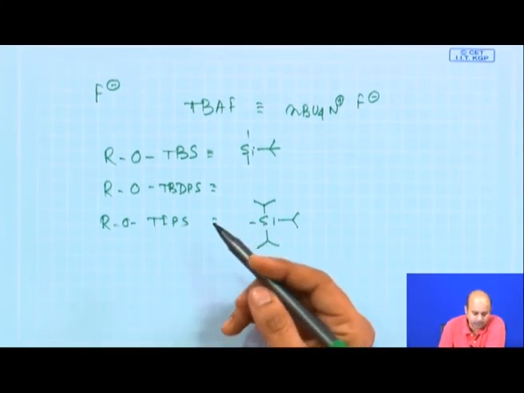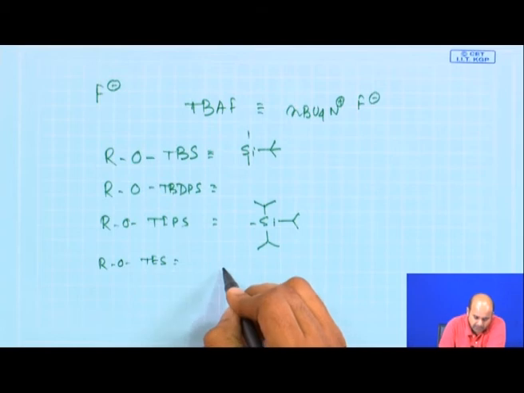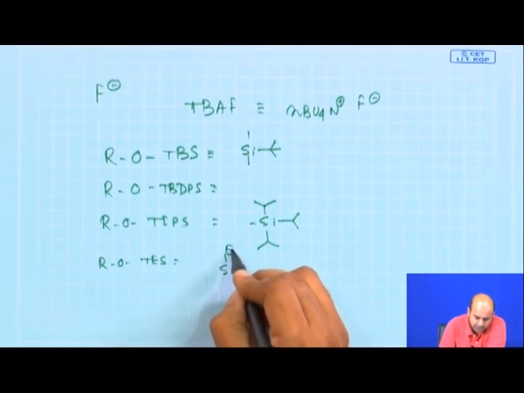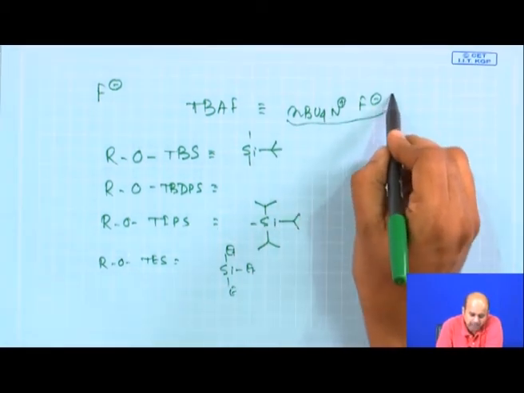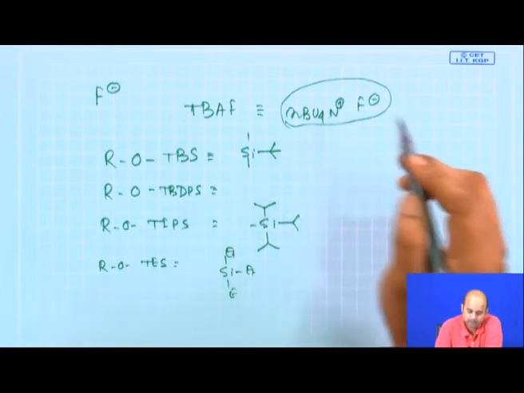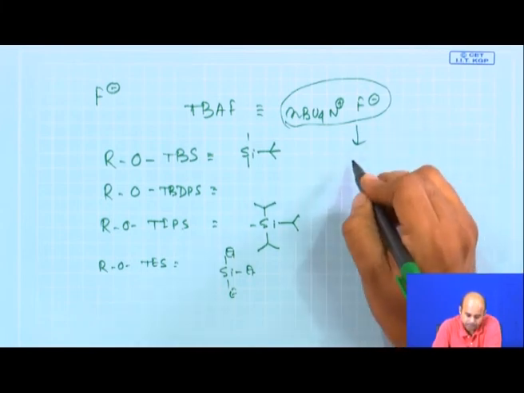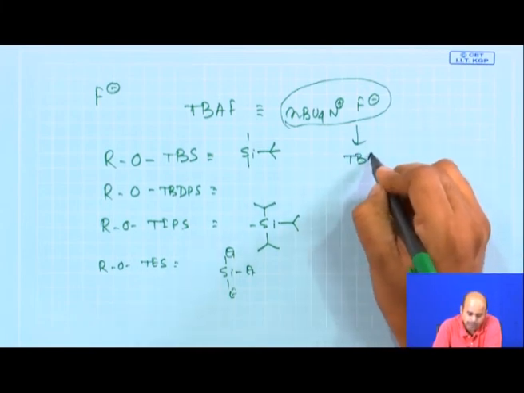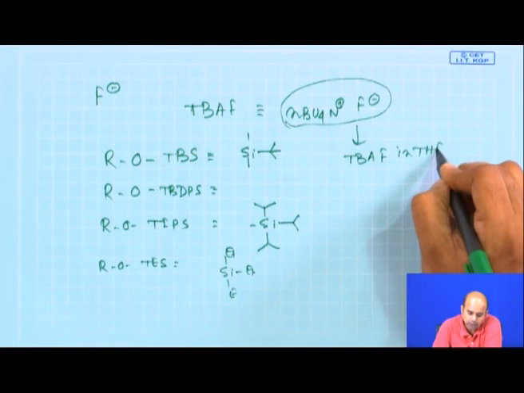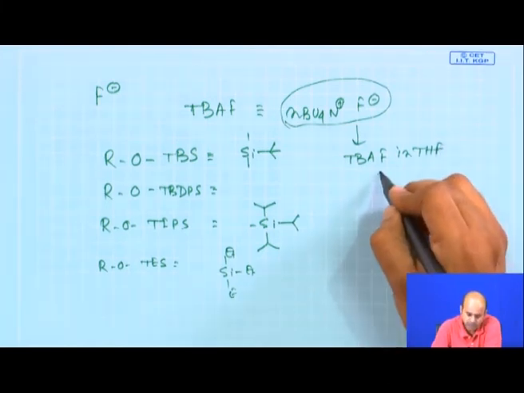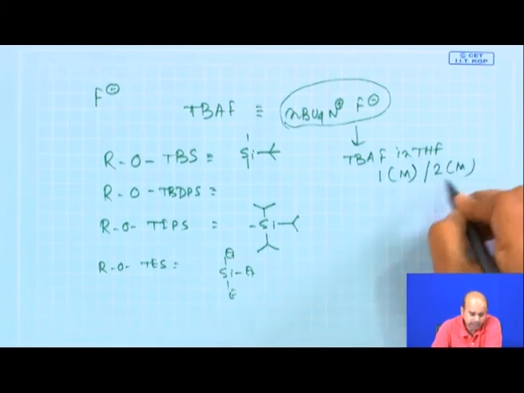There are other silicon-containing protecting groups like RO-TES. TES is triethylsilyl, meaning silicon, ethyl, ethyl, ethyl. So, all these silicon-containing protecting groups can be cleaved with tetrabutylammonium fluoride. This TBAF is commercially available in THF solution. When you try to buy it from commercial suppliers, you will find TBAF in THF, tetrahydrofuran solution. Normally 1 molar or 2 molar solution is commercially available, and you can just use it.